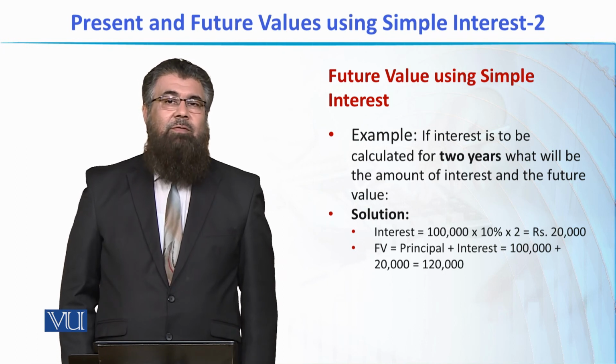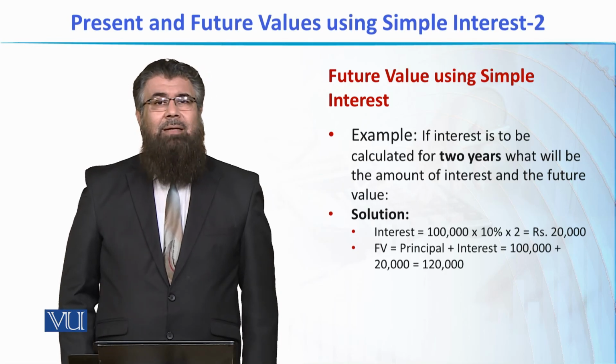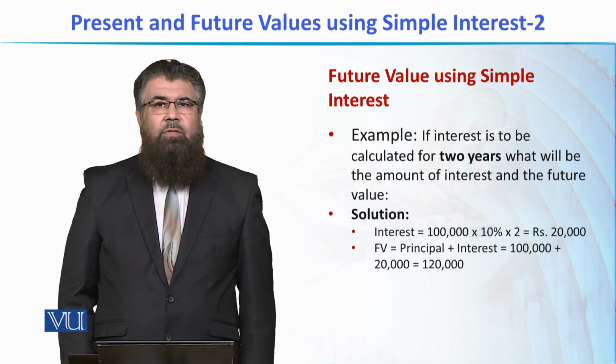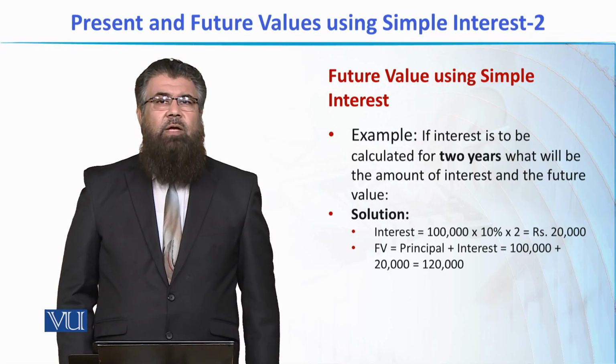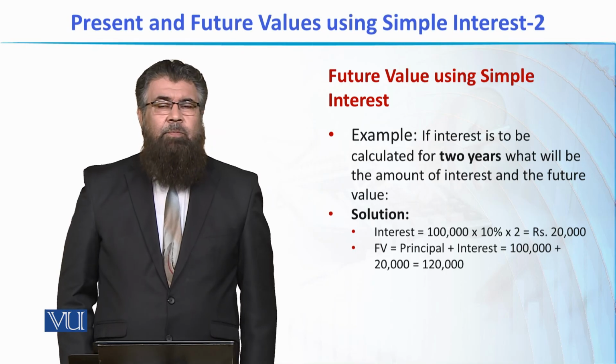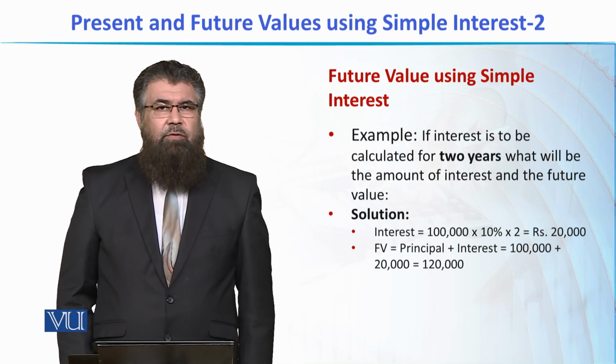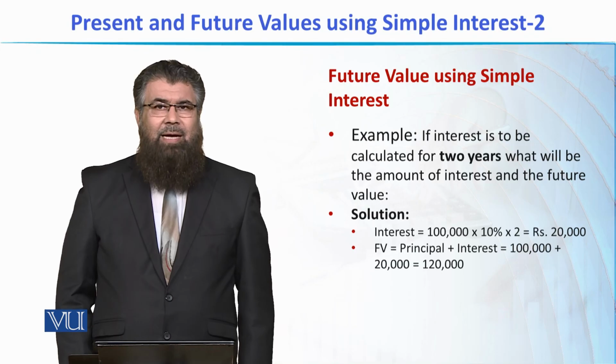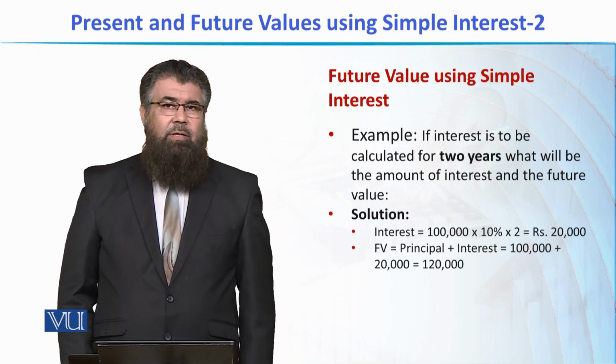So what we conclude from these two examples is that future value and the amount of interest both increase if we increase the time period, that is the number of years. And we can then continue with these calculations by increasing the number of years from 2 to 4, 5, 10, 20, and to any number. We can calculate the amount of interest if it is a number that can be calculated and not infinity.